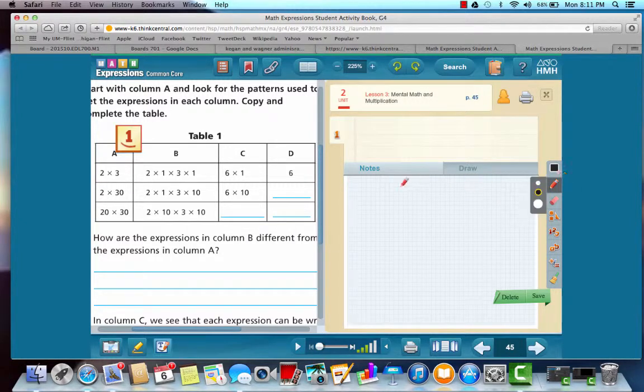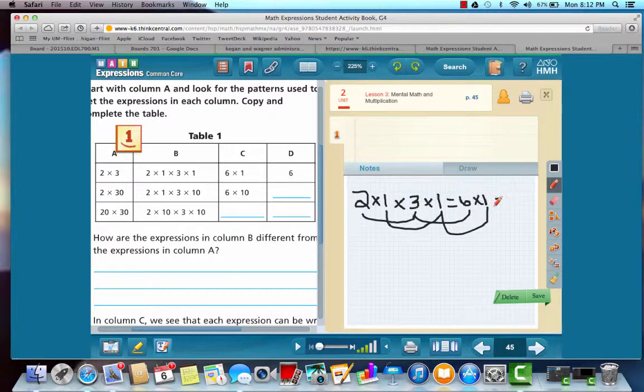So what you would see would be 2 times 1 times 3 times 1 would equal 6 times 1. And if you look at 2 times 3, these two factors, that will equal 6. And 1 times 1, those two factors will equal 1. And when you multiply those together, it will be 6. And I know that looks a little confusing, but hold on.